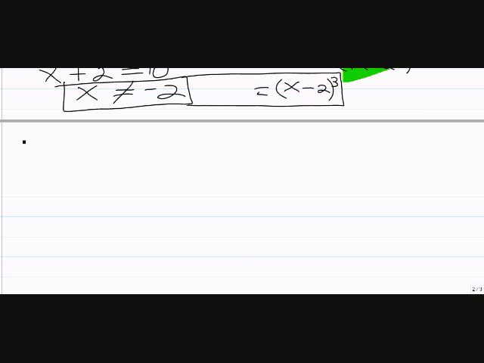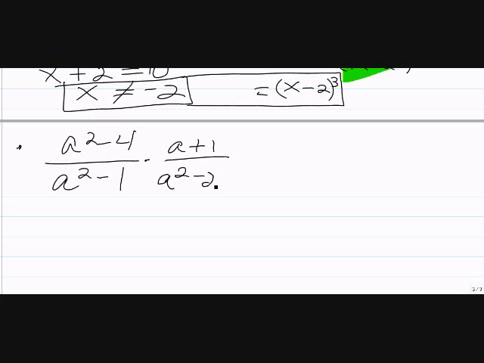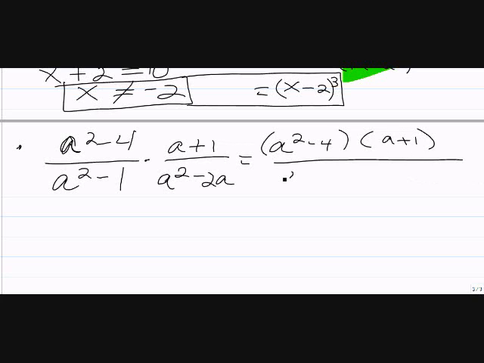Okay. Now I'll do a multiply. A squared minus 4 over a squared minus 1 times a plus 1 over a squared minus 2a. This is, when I'm multiplying two fractions, remember I just multiply the numerators, multiply the denominators, multiply straight across is what I do. So I can put everything in one big fraction. So this is a squared minus 4 times a plus 1 over a squared minus 1 times a squared minus 2a.